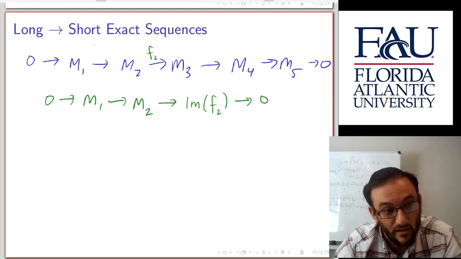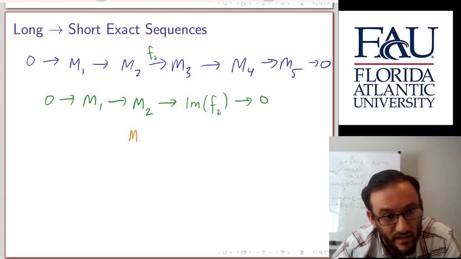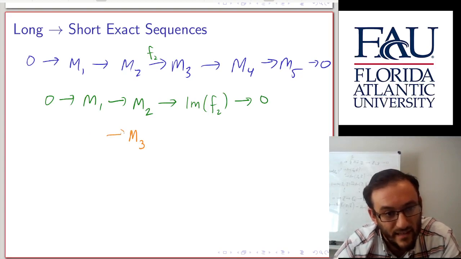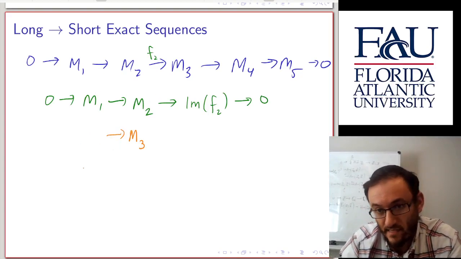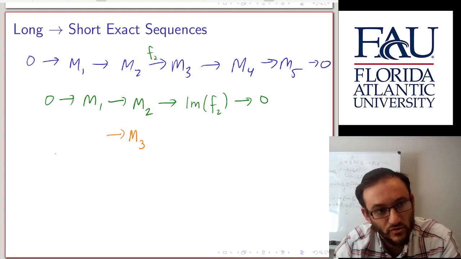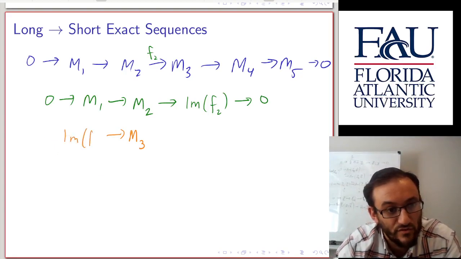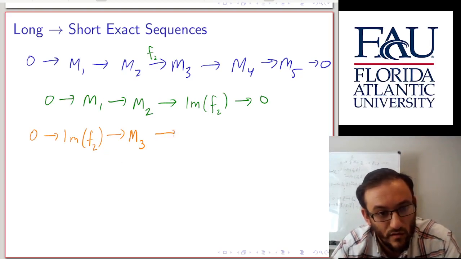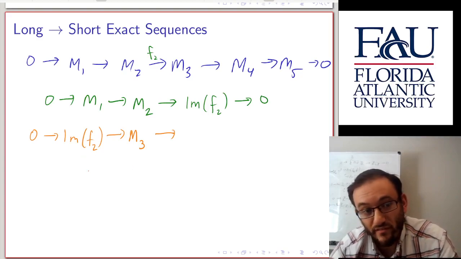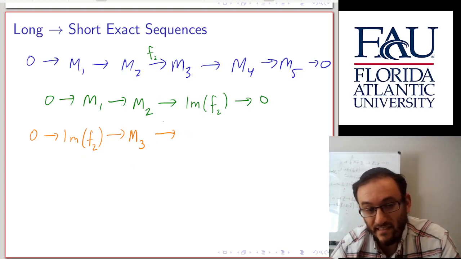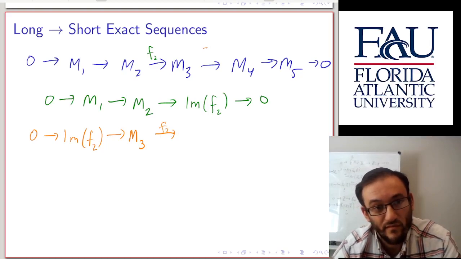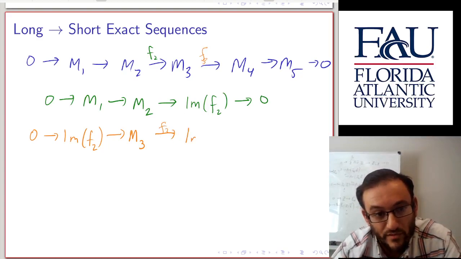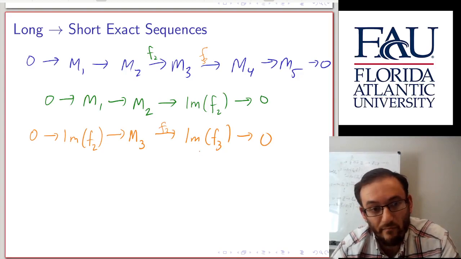To extract the next chunk of this long exact sequence, we want to have M3 in the middle, and to get something that injects into M3, we take a submodule of M3, and the natural submodule to take there is just the image of F2. Okay, so that's going to inject into M3 because it's a submodule, and we also know that the image of F2 is equal to the kernel of F3, so it makes sense that the next map should be F3. And so this would map to the image of F3 if we want it to be surjective. And that maps us to 0.